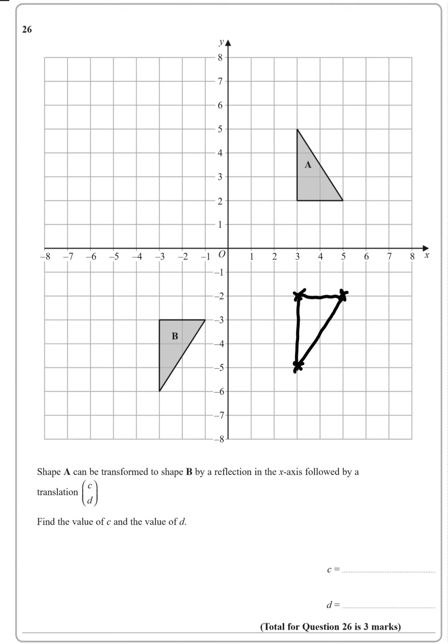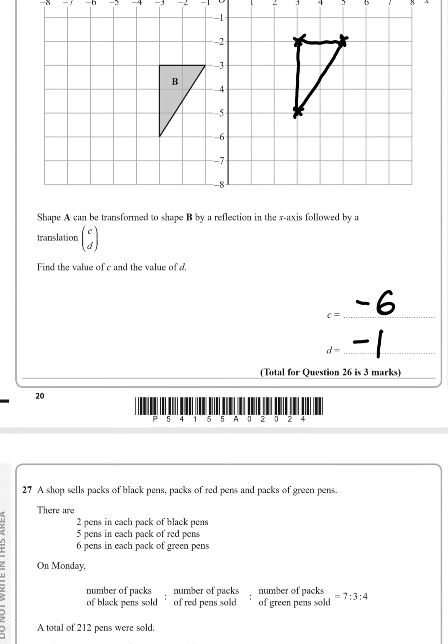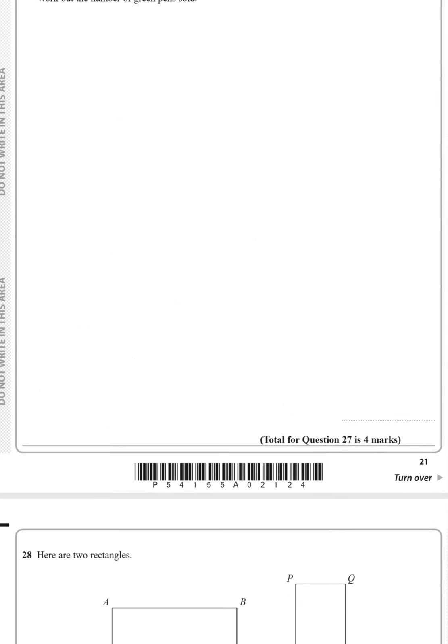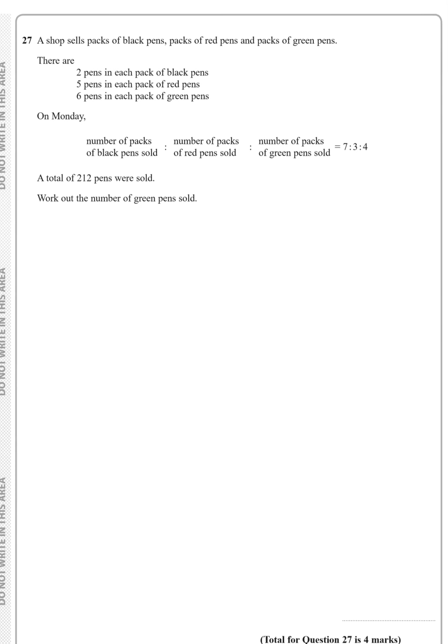Right, so okay, we've reflected it. Now we just need the translation. So it's gone 1, 2, 3, 4, 5, 6 to the left. And then it's gone down 1. So it's minus 6, minus 1. Oh, there's a lot of questions, aren't there?